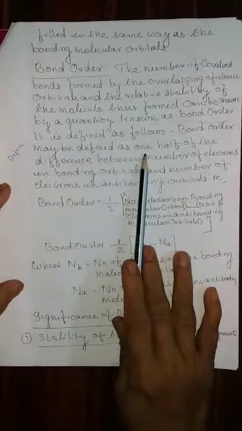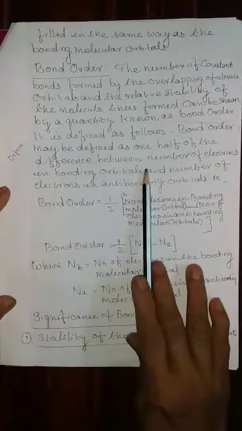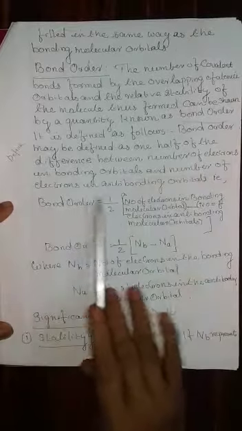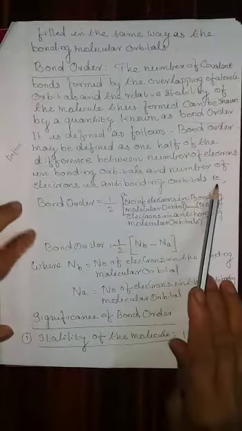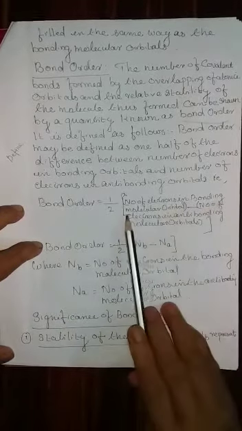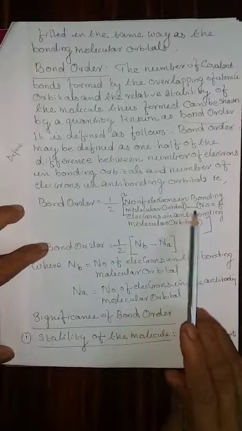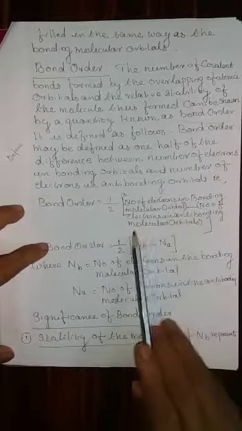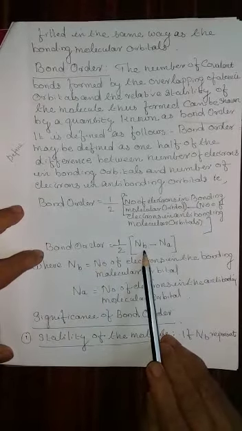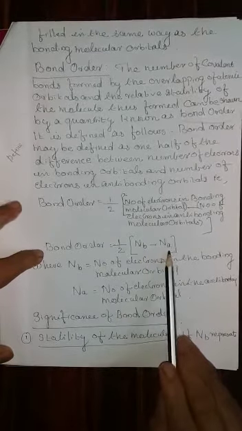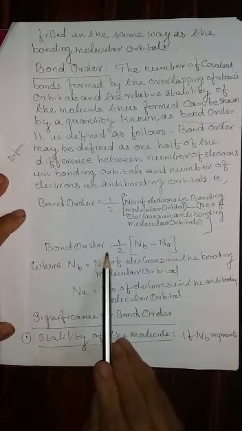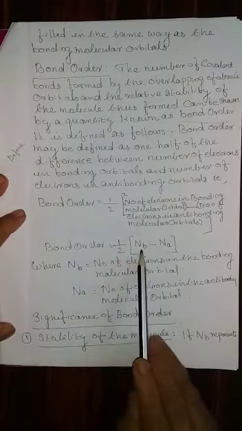It is defined as 1/2 of the difference between the number of electrons in the bonding orbitals and the number of electrons in the anti-bonding orbitals. That is, bond order is equal to half into the number of electrons in the bonding molecular orbital minus the number of electrons in the anti-bonding molecular orbitals. If Nb represents the number of electrons in the bonding orbital and Na represents the number of electrons in the anti-bonding orbital, we can represent the bond order as equal to half into Nb minus Na.